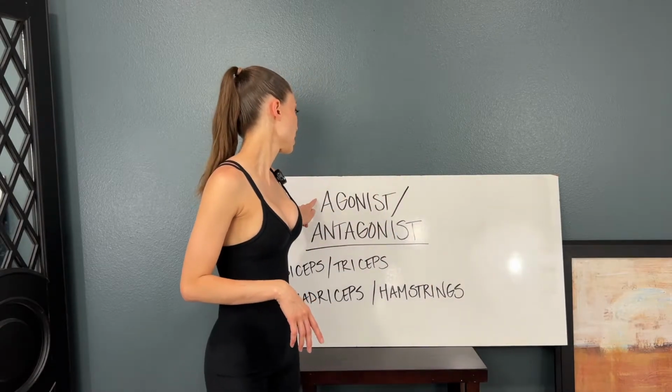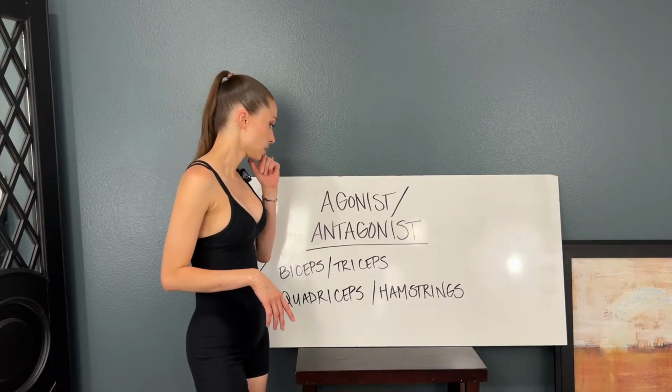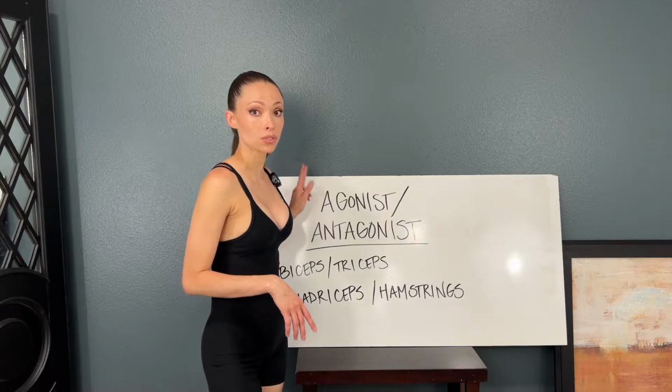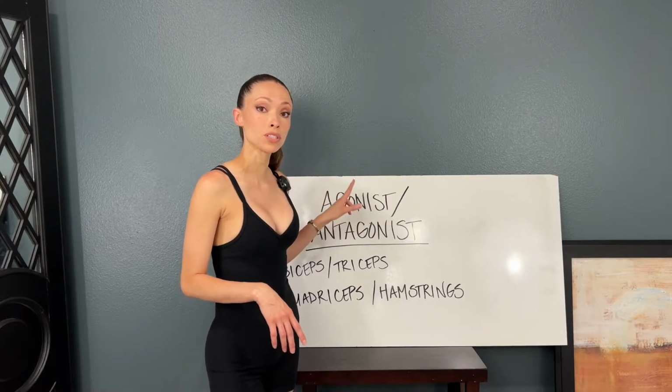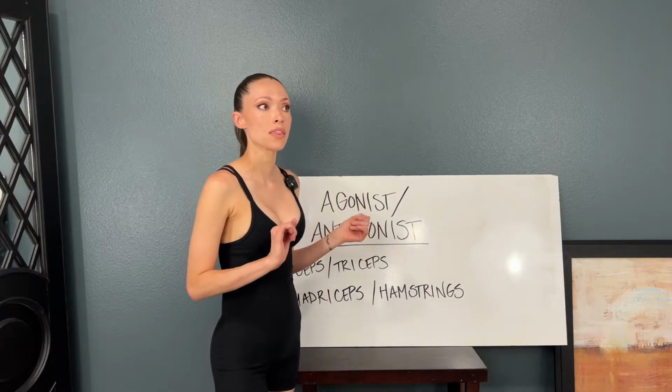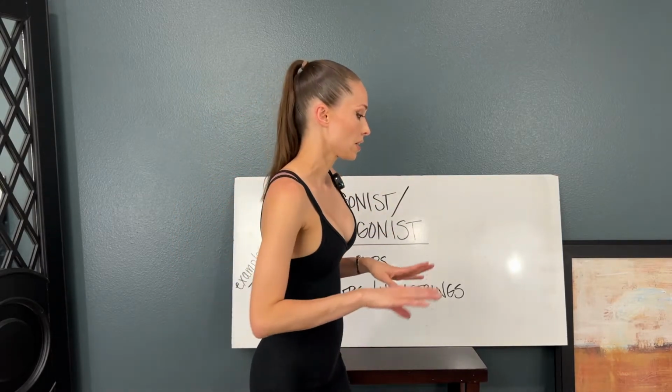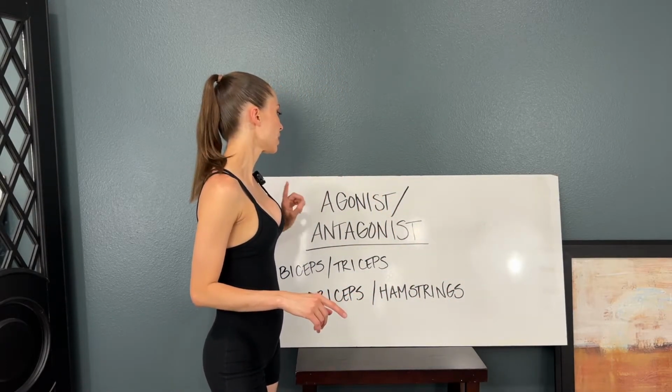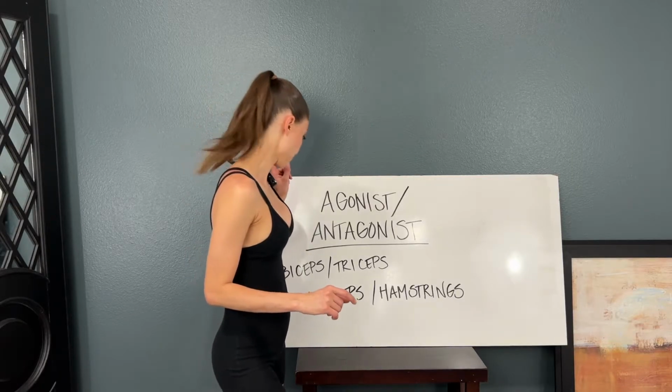I'm going to review two terms that are pretty fundamental when it comes to muscles, which is agonist and antagonist. So the agonist muscle is the muscle that is primarily doing the movement, and the antagonist muscle is the opposing muscle that is not doing any movement at all. It's actually in relaxation. So the agonist is contracting, the antagonist is relaxing.